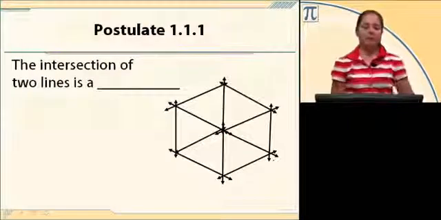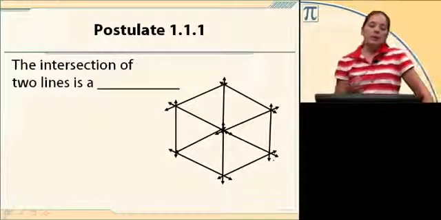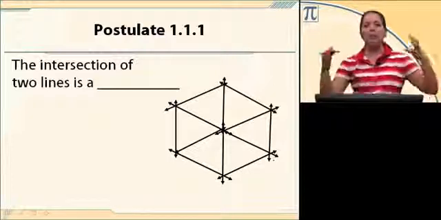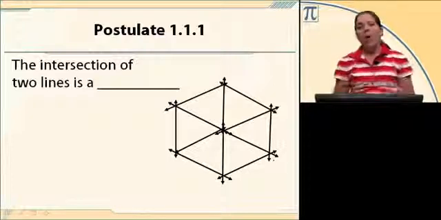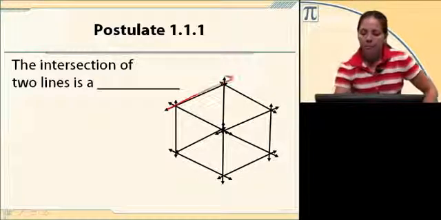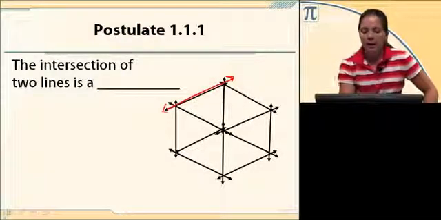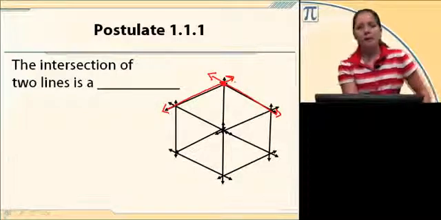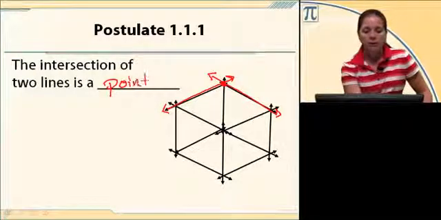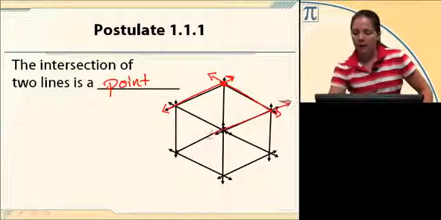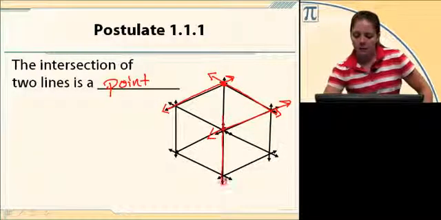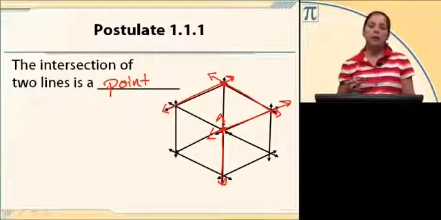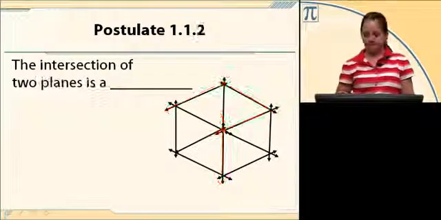We have some postulates. The first one here, the intersection of 2 lines. Well, let's look. If this represents a rectangular box, prism, or a room that you're in, if you take 2 lines that cross, so here's 2 lines that cross, well, their intersection is a point. Notice if I pick 2 other lines, their intersection is a point. So the intersection of 2 lines is a point.